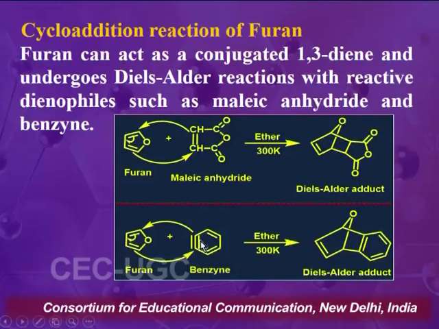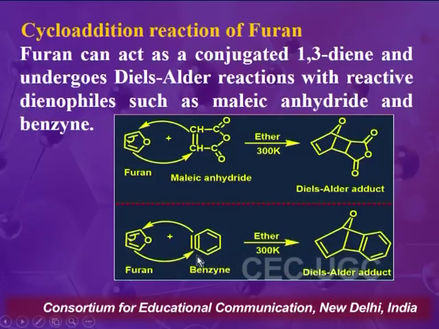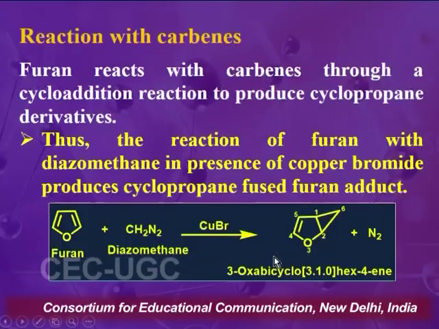And in a similar way, when there is a dienophile such as benzyne, then there also there will be a 4+2 cycloaddition reaction between furan and benzyne, and once again there will be formation of Diels-Alder adduct as the final product.